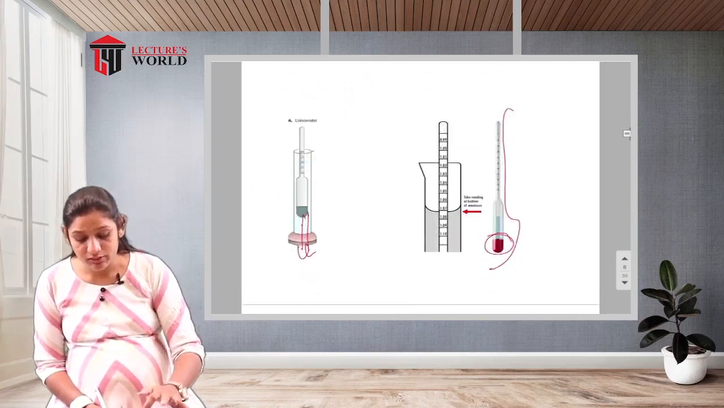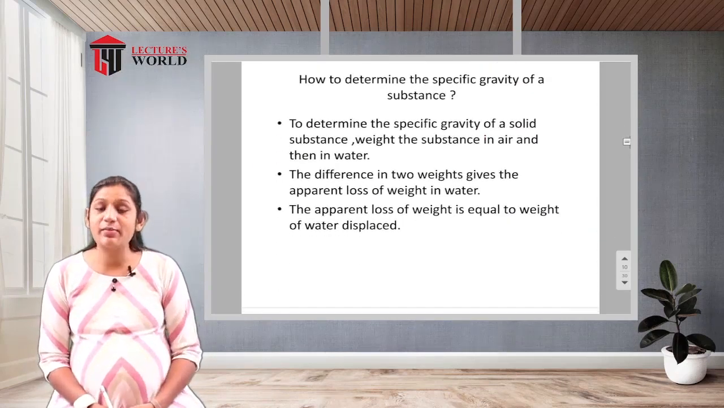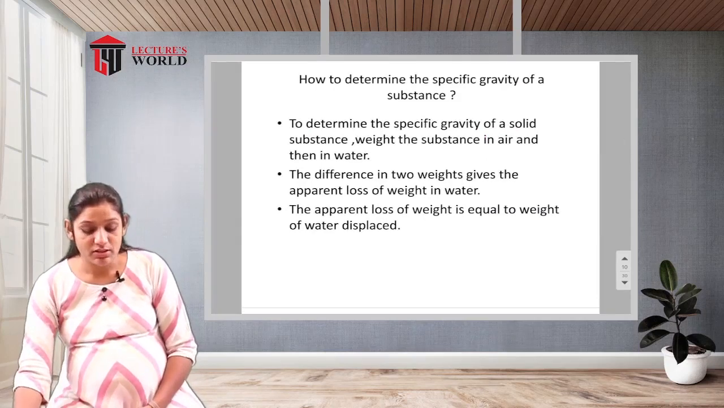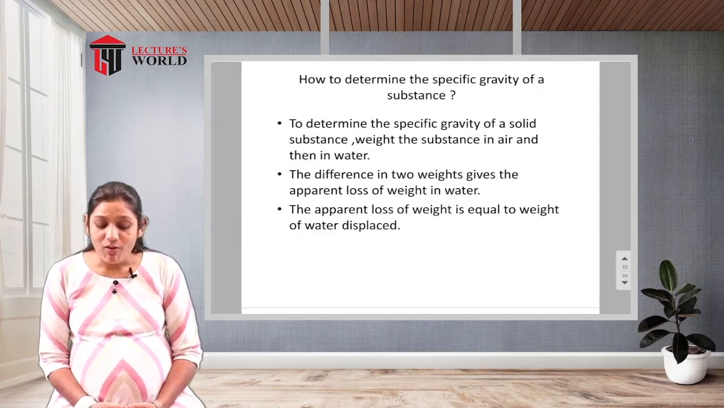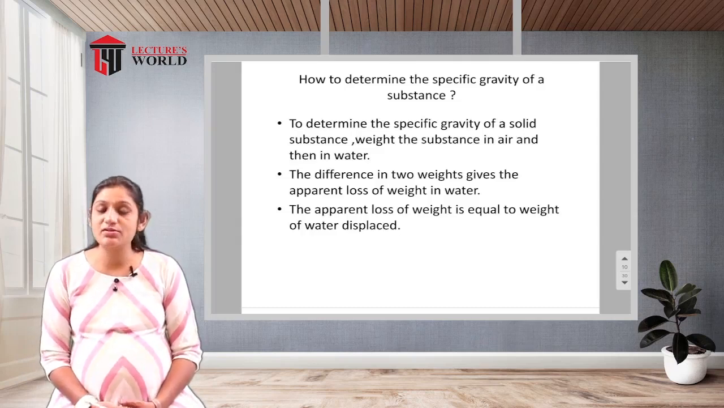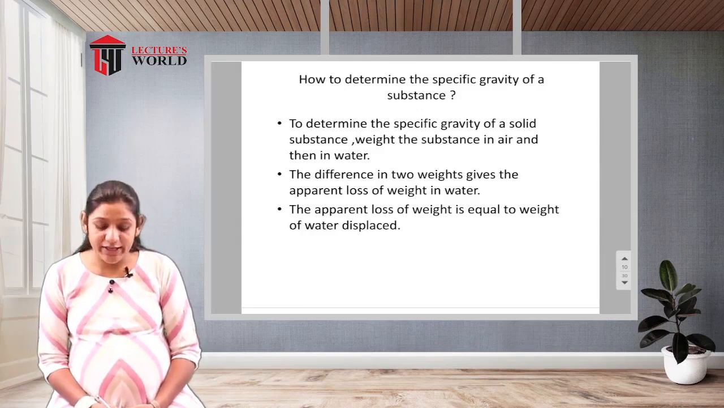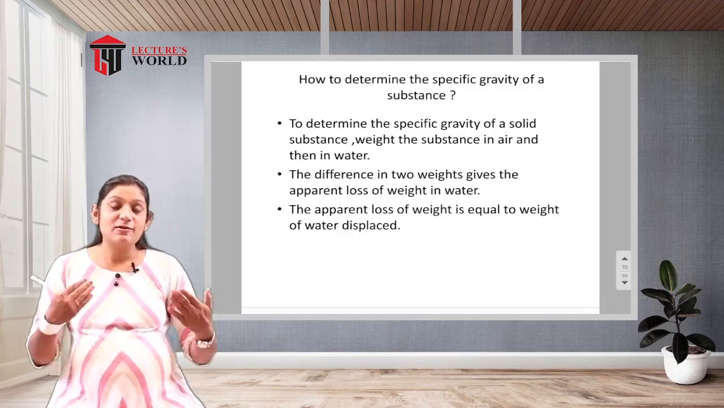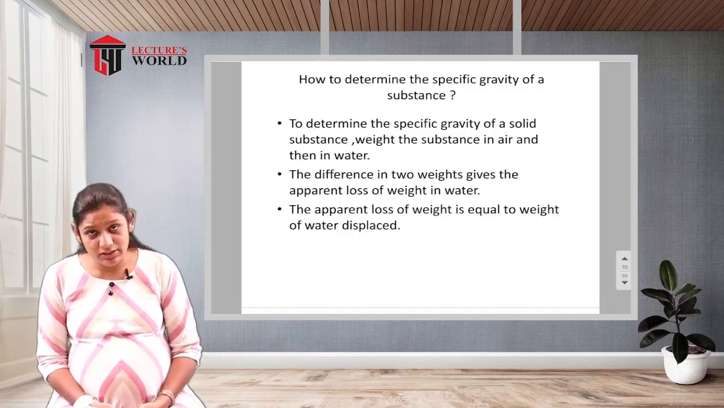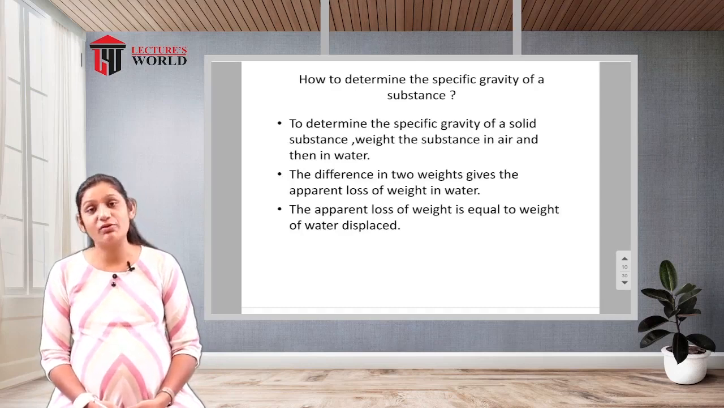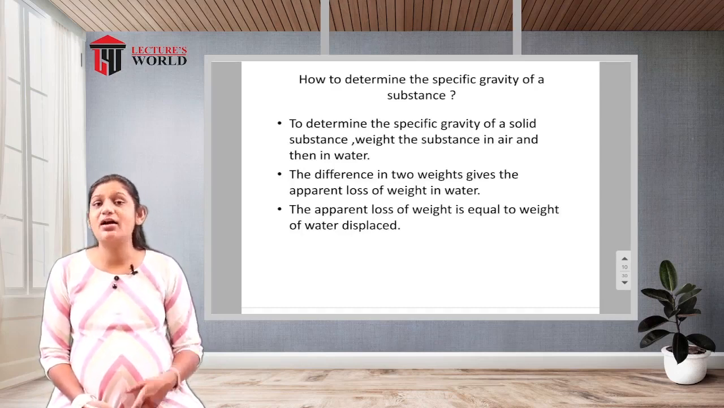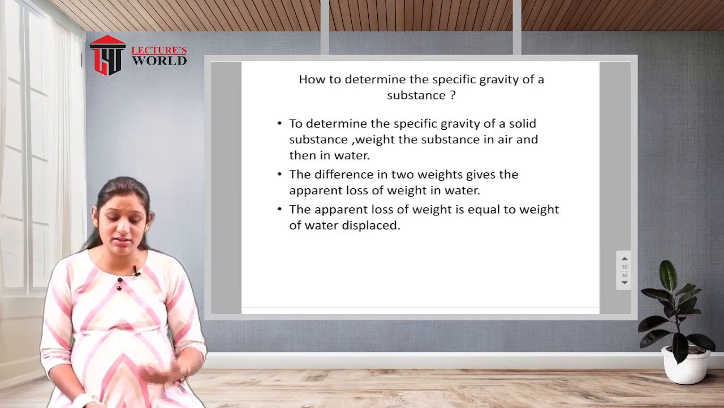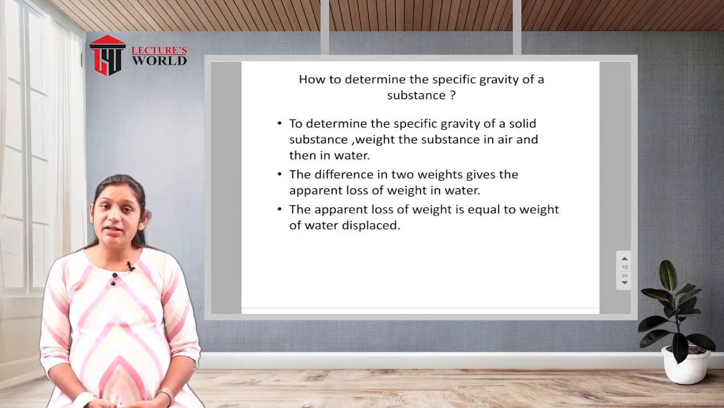Next one: how to determine the specific gravity of a substance. To determine the specific gravity of a solid substance, weigh the substance in air and then in water. That is how we can measure specific gravity, since a substance differs in air and in water.